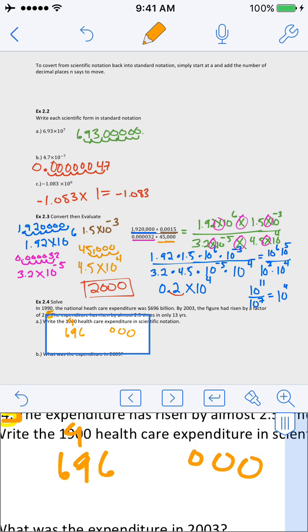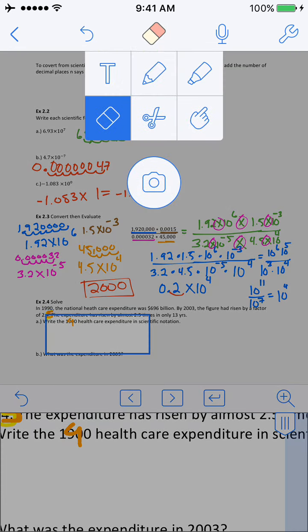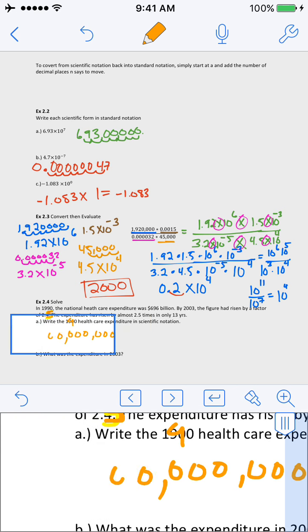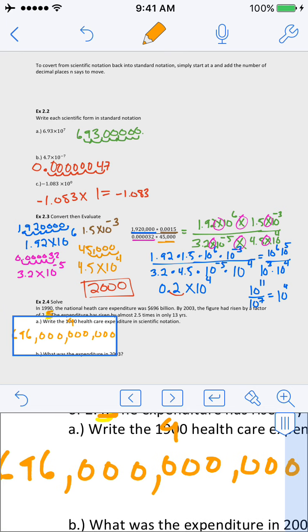Let's do 1 billion. Let's erase the 696 then. So 1, 2, 3 gets us to 1,000, right? And then 4, 5, 6 gets us to 1,000,000. And 6, 7, 8, 9 gets us to 1 billion, and then we have 696 of those billions, right? So this is actually the number we're working with: 696 and 9 zeros.